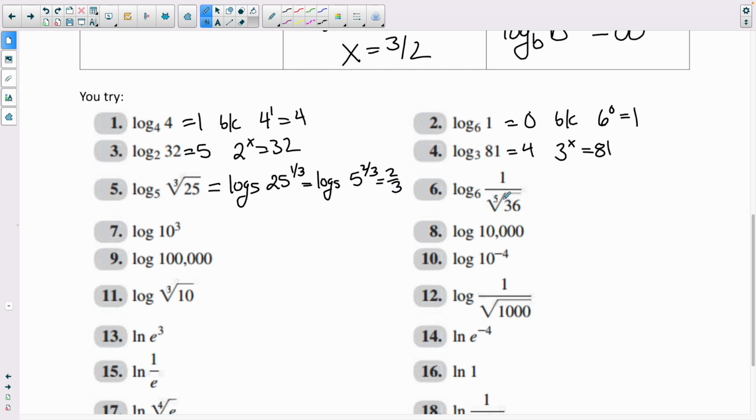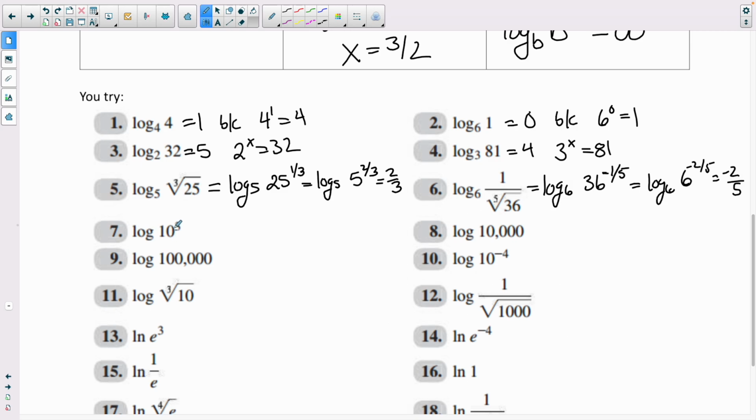Log base 6 of 1 over the 5th root of 36. So 1 over is going to make it negative. So I'm going to rewrite this as log base 6 of 36 to the negative 1/5. 36 is the same as 6 squared. So this is log base 6 of 36 to the negative 2/5. Oh, sorry about that. Log base 6 of 6 to the negative 2/5. And so our answer here is negative 2/5.